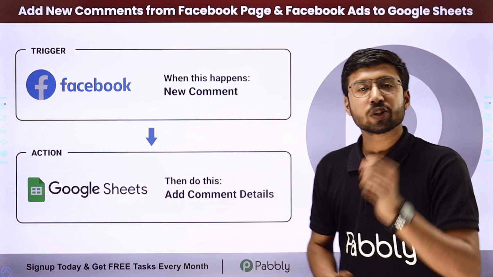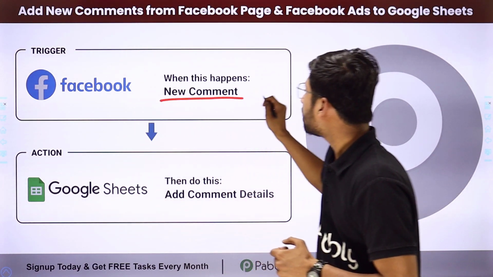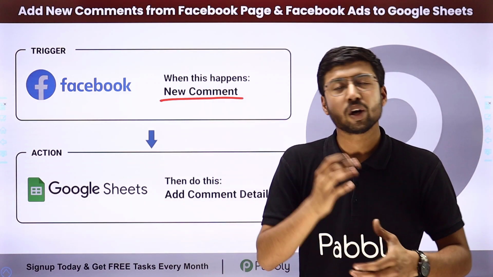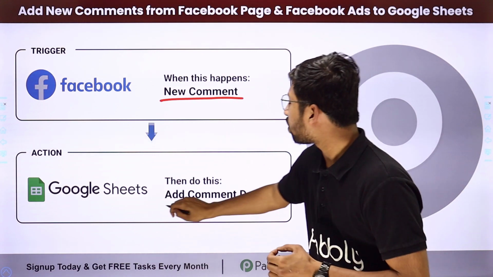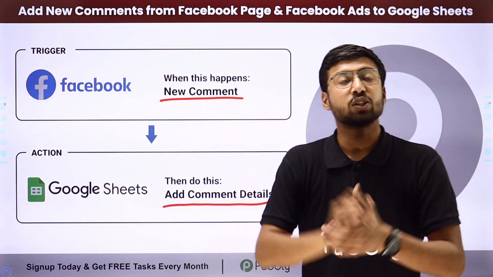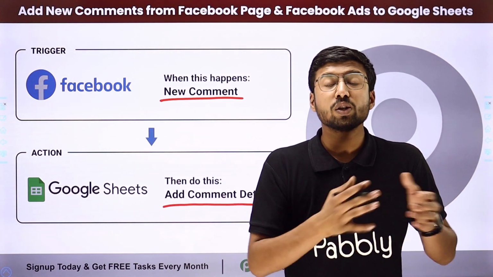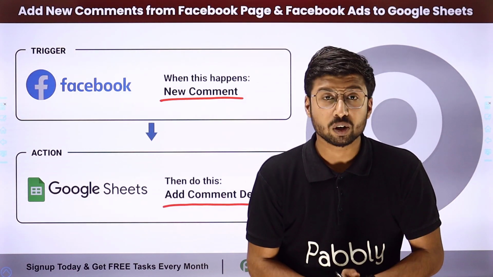Yes, that's right. So in this automation, whenever we are going to receive a new comment on our Facebook page or on the ads which we are running on Facebook, automatically the details of that comment will be added in a Google Sheet as well. Now in this way, you can have a complete record of all the comments or all the customer or user engagement which you are having on Facebook.